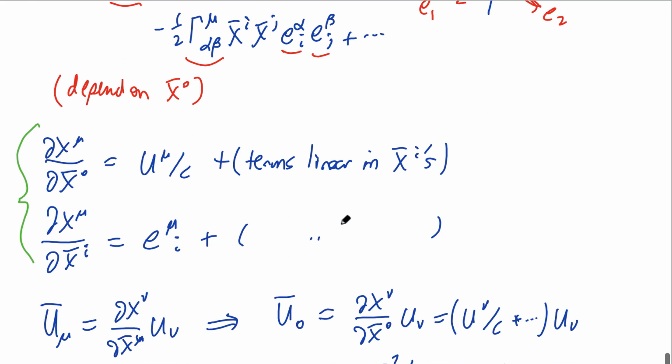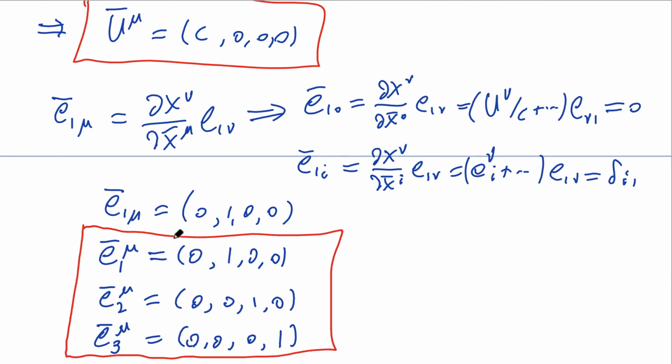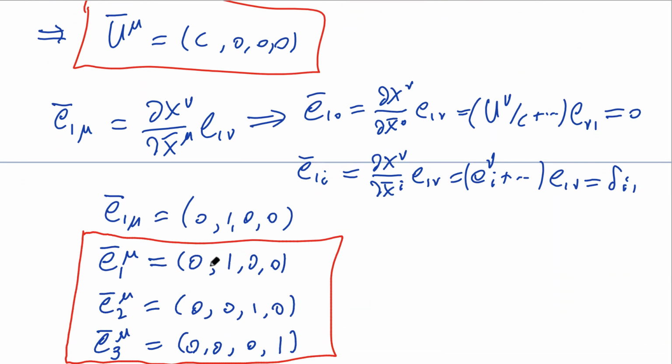It's still true that the forward velocity of the observer and the basis vectors of the observer, when expressed in terms of Fermi normal coordinates, are just c's and zeros and 1s and zeros. So we can use these results even if the observer is accelerating.